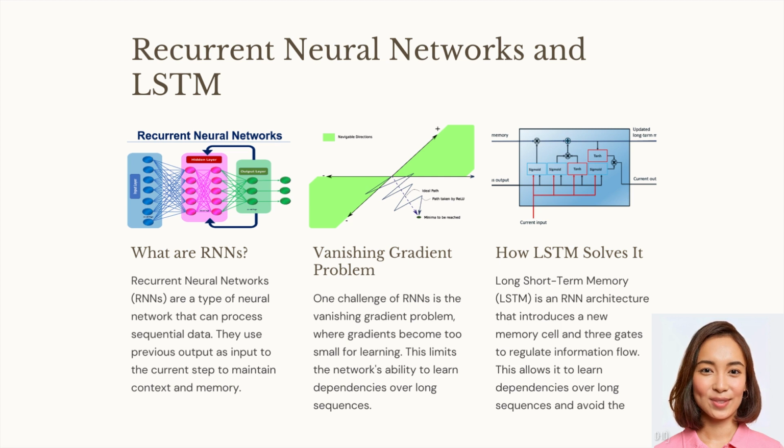RNNs are a type of neural network that can process sequential data. They use previous output as input to the current step to maintain context and memory. Vanishing gradient problem. One challenge of RNNs is the vanishing gradient problem, where gradients become too small for learning. This limits the network's ability to learn dependencies over long sequences.